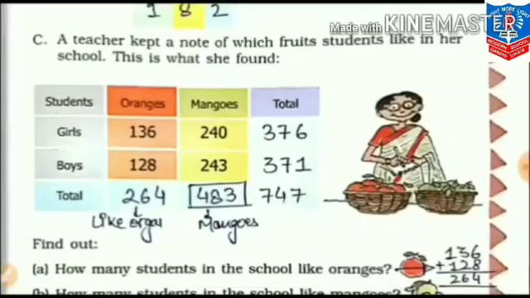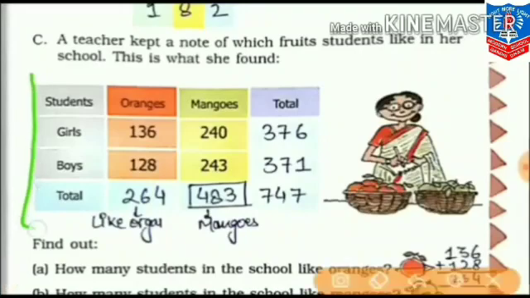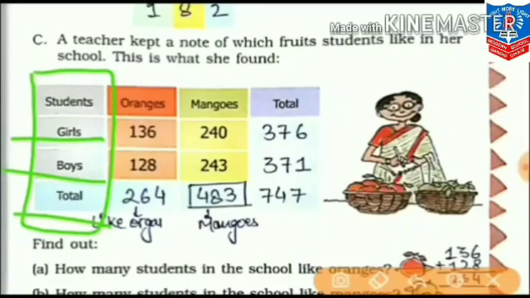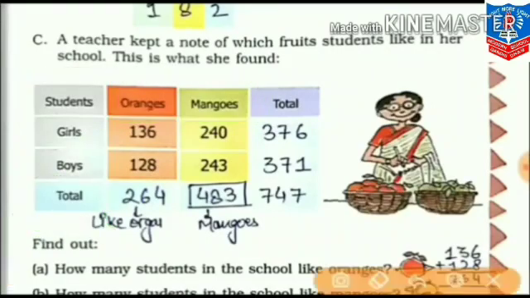Now see the third one. A teacher kept a note of which fruit students like in a school. That is what she found. So there's a box there: students, girls and boys, oranges, mangoes and total. Means they're talking only of 2 fruits. Students में कौन कौन आ गया? Girls आ गए, boys आ गया और उनका total. And the 2 fruits they are discussing are oranges and mangoes. So we have to total up.